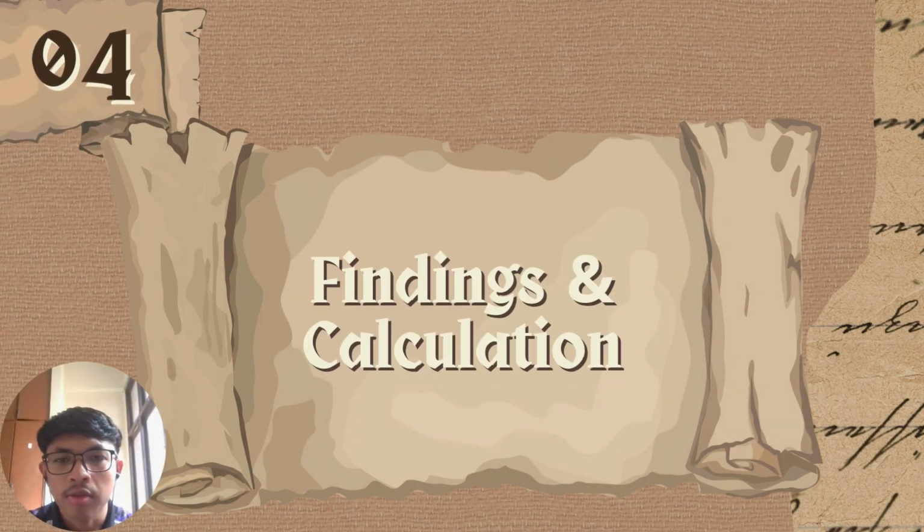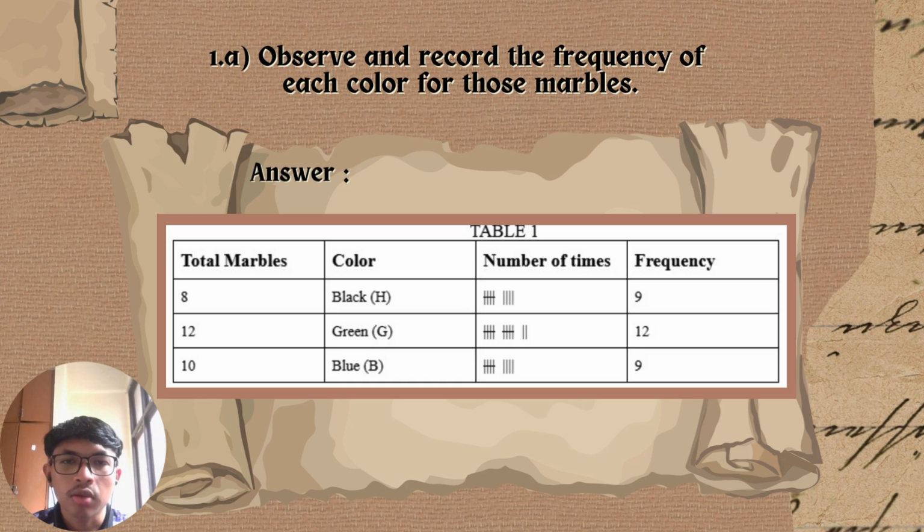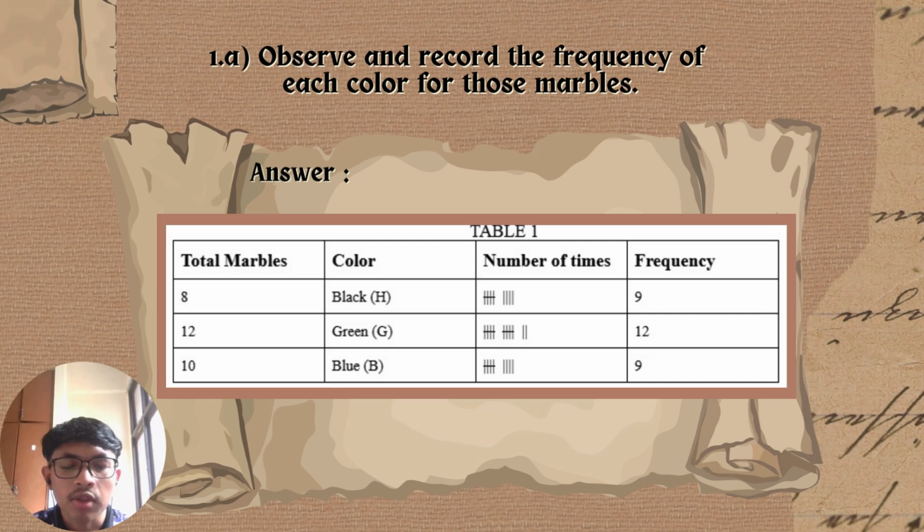Hello, my name is Izzul. Now let's move on to findings and calculation. For question A, we need to observe and record the frequency of each color for those marbles. From table 1, we can see that the total of black marbles is 8, and the number of times we picked up a black marble in this experiment is 9 times. The total of green marbles is 12, we picked up 12 times, and lastly, the total of blue marbles is 10, we picked up 9 times.